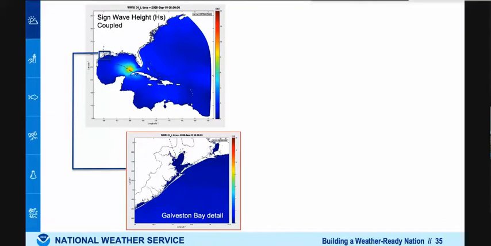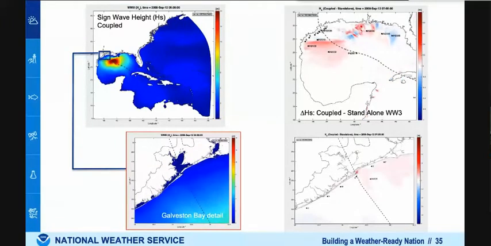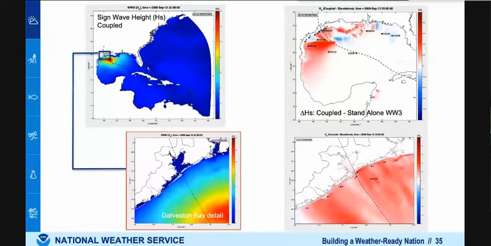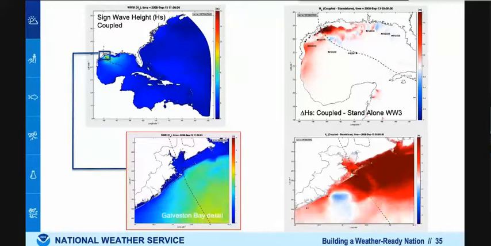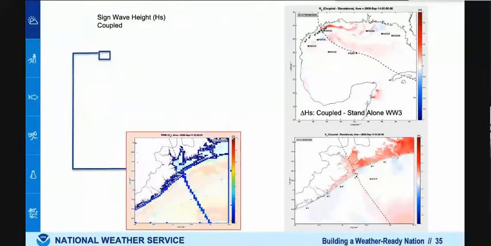And so we picked this system and we conducted the simulation for that. On the left-hand side, the HS is shown with a zoom in on the Galveston area. And then we ran the standalone wave model. If you look at the delta, it means the difference between the fully coupled model minus the standalone wave model, and you can see how significant the difference is.